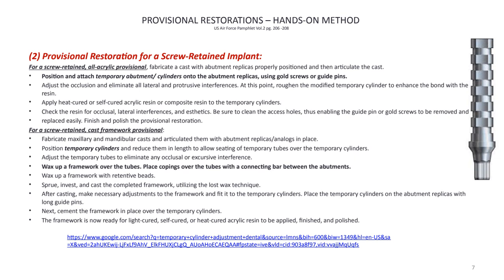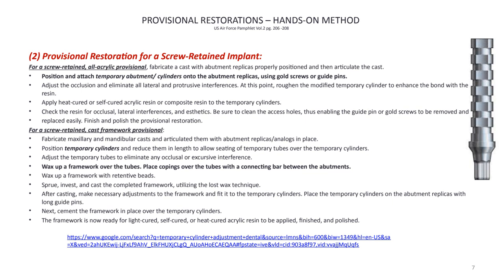Check the resin for occlusal, lateral interference and aesthetic. Be sure to clean the access holes, thus enabling the guide pins or the gold screw to be removed and replaced easily. Finish and polish the provisional restoration.